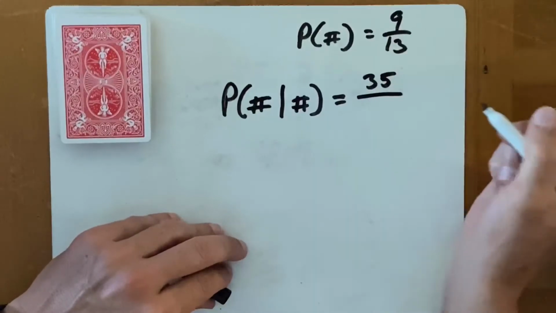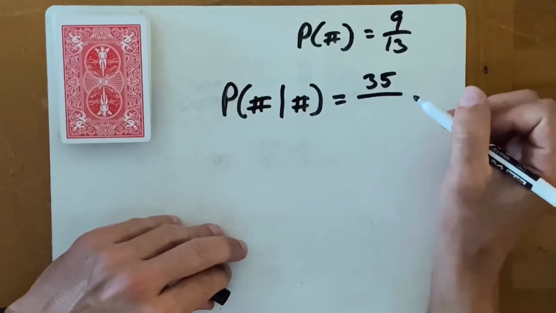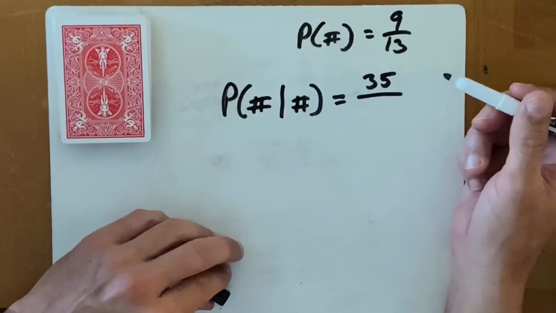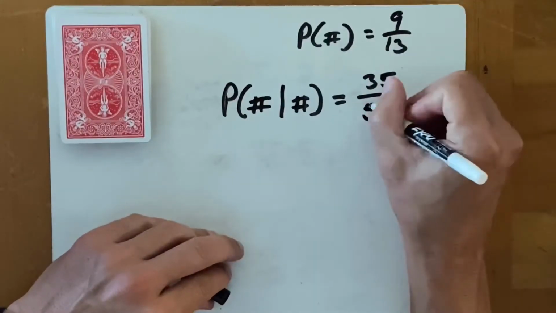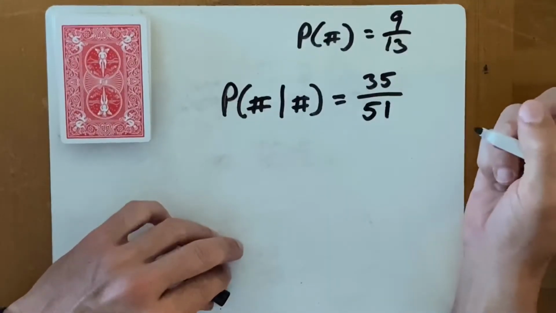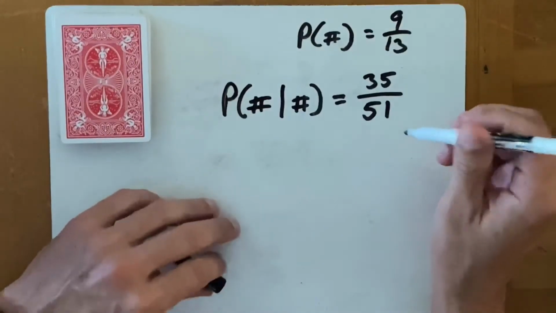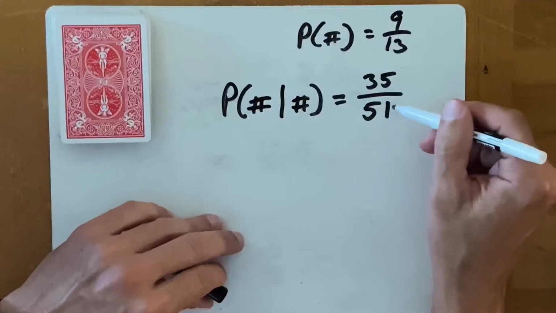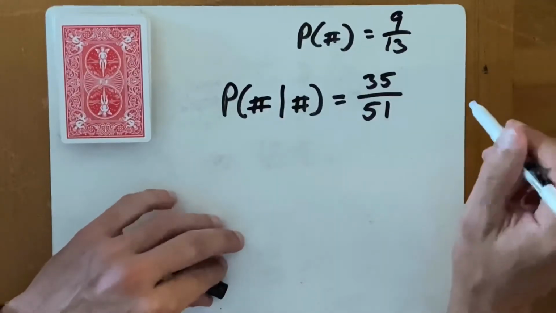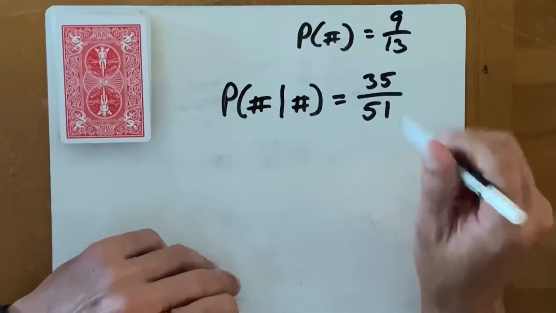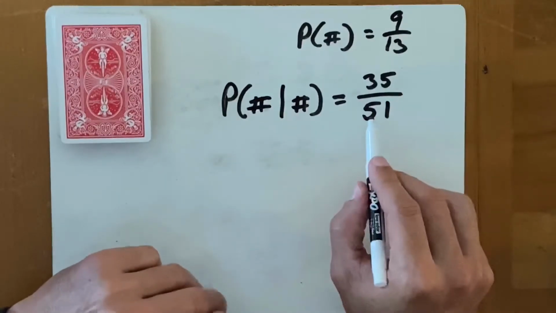And then how many total cards are in the deck? Well, since I took one out, there was originally 52. Now there's only 51. So now my probability has gone from 36 out of 52 to 35 out of 51, because I did not put that number card back. That's what's called a conditional probability.